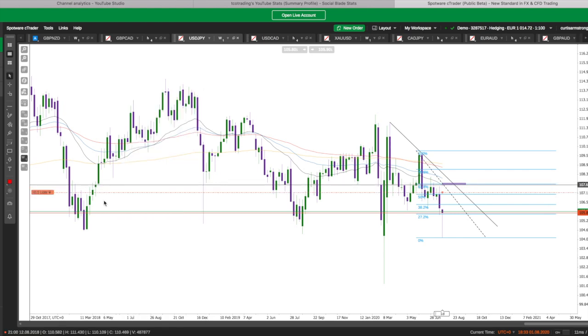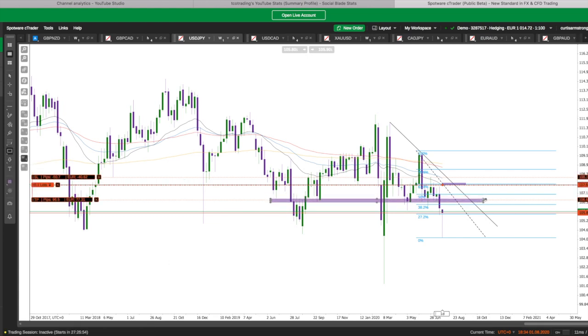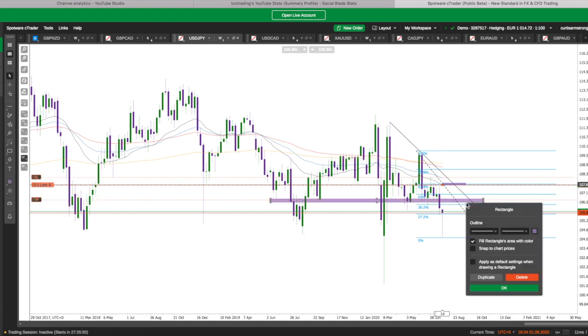So let's just go set a pending. As I said, just before these levels, 50 pip stop loss, and target in this region here. So a nice 1 to 2 trade there if we can get that pending to trigger.